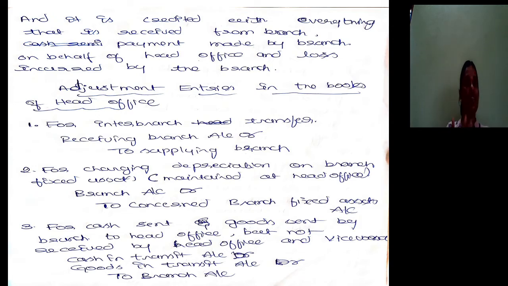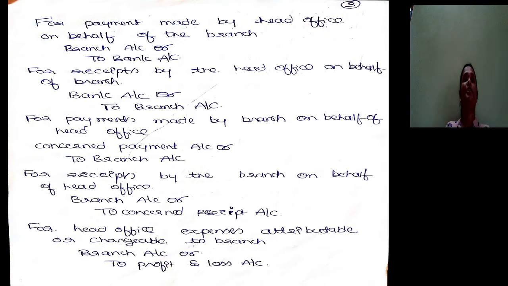If that is not the case till the end of a year, or it reaches after the end of a particular year, such type of cash or goods is known as cash in transit, goods in transit. Transit means it is still in transportation, not yet reached. So if such type of transactions are there, for such transactions also we need to pass adjustment entry. The entry is cash in transit account debtor, goods in transit account debtor, to concerned branch account in the books of head office. Sometimes head office makes payment on behalf of branch.